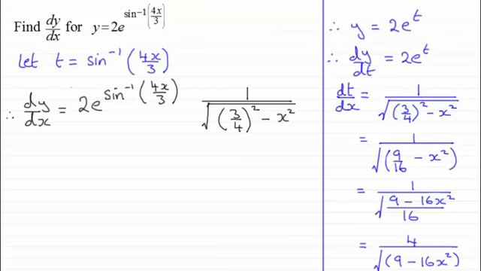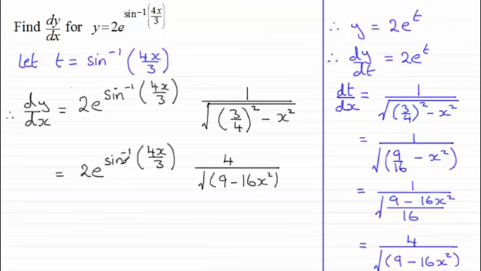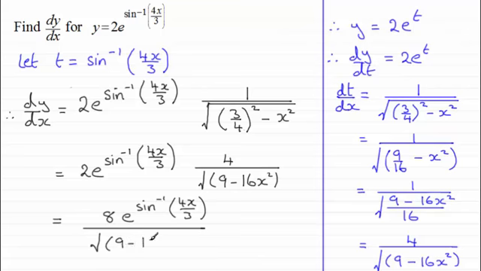So if I put that back in here, okay, we've got 2e to the inverse sine of 4x over 3 multiplied with 4 all over the root of 9 minus 16x squared. And we can tidy this up further just by doing 2 times 4, which is 8, times e to the power inverse sine of 4x over 3. And that's all divided by the square root of all of 9 minus 16x squared.